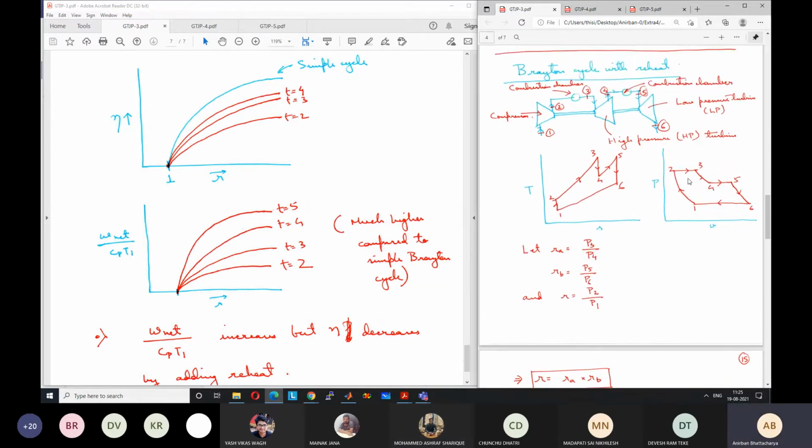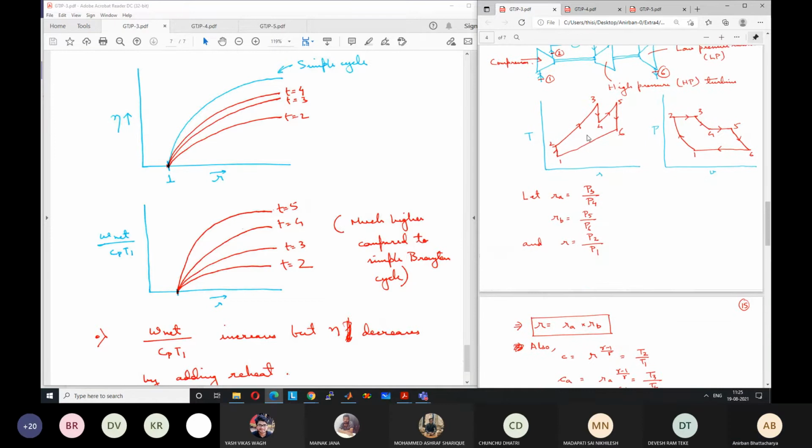Sir, I will come to this plots, but, sir, could you please explain how efficiency of cycle decreases with reheat? I will come to that.